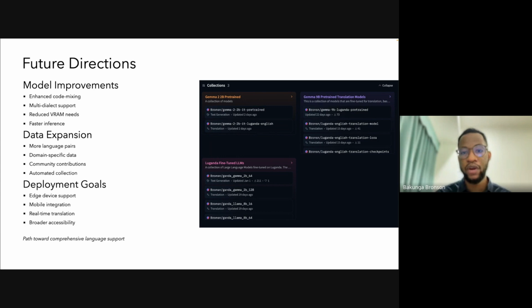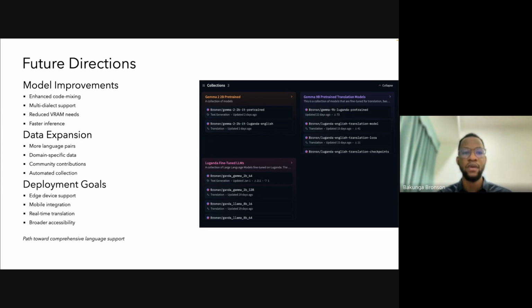So what are the future directions? We need to have way more code mixing data, and we also need way more pre-training data, to be honest. If this is going to work, I think pre-training is going to be very important for us to get our languages out there. FineWeb 2 does have so many of our languages, but those languages are not sorted out yet. So I think that would be an effort that we need to take on.